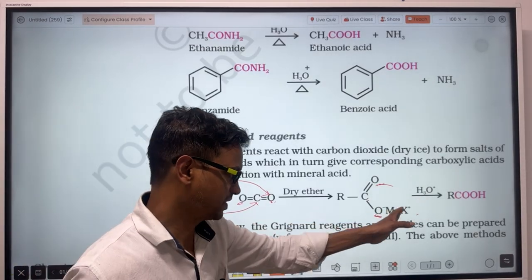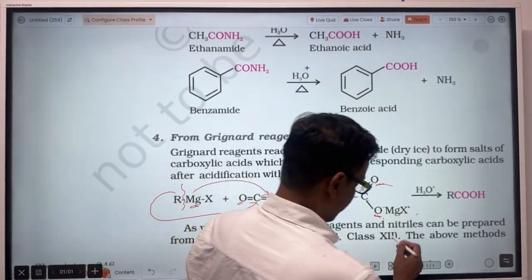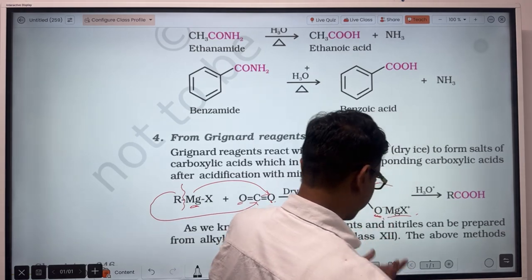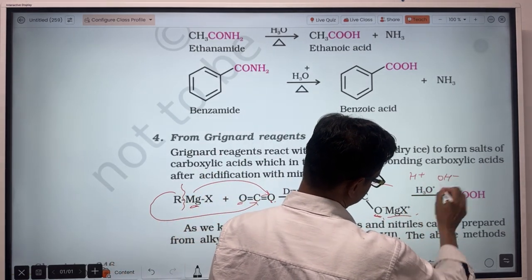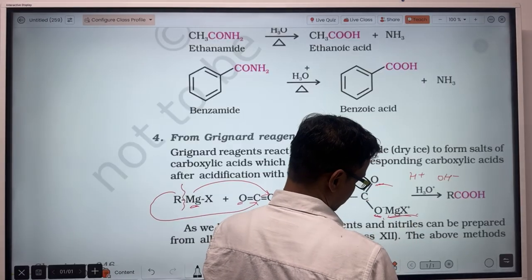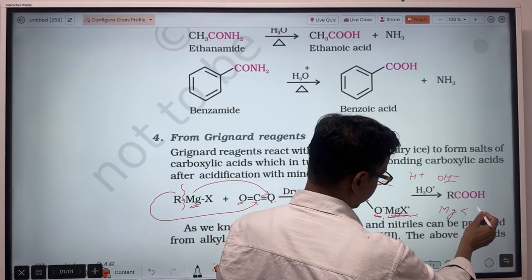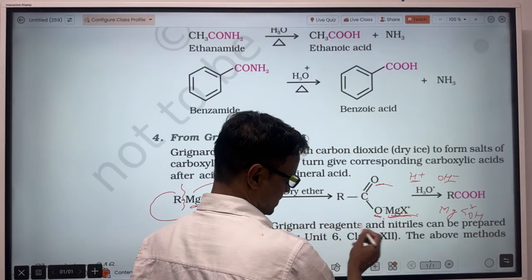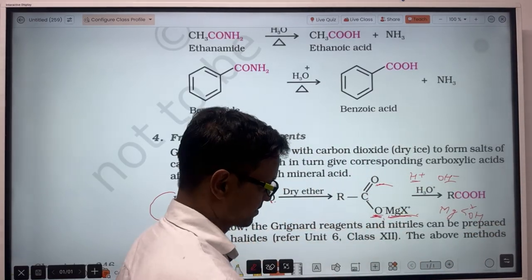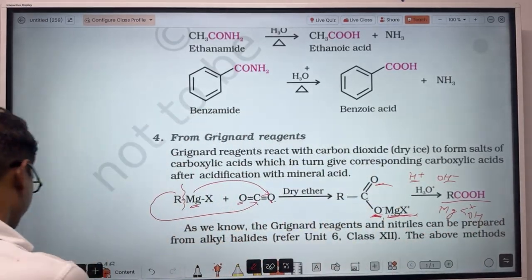Now when water has been passed, that means acidic water, magnesium will combine with the OH part of water. There will be H plus and OH minus. Magnesium is the positive part, so that will combine with the OH part, so that will become MgX and OH, and this H plus will bond to this O minus, so there will be formation of this compound, carboxylic acid.